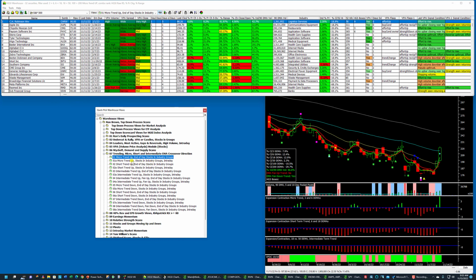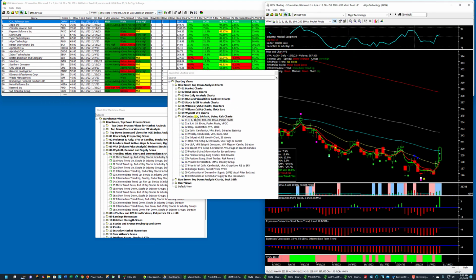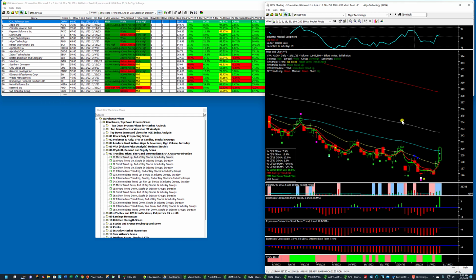Now if I go to the short-term trend up, now this is a micro trend. It says right here in the chart. And by the way, I'm using my contextual charts right here, folder number 10. And I'm on this chart right here, which shows the industry group, the moving averages that I use, pocket pivots, and the crossovers, plus the volume point of control.